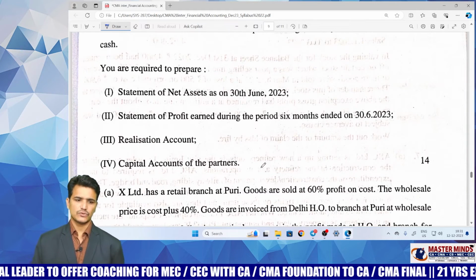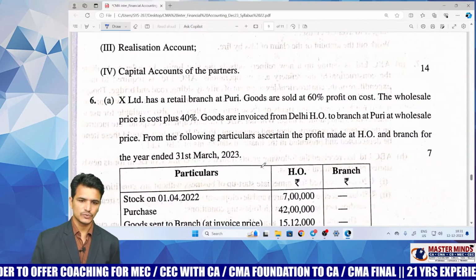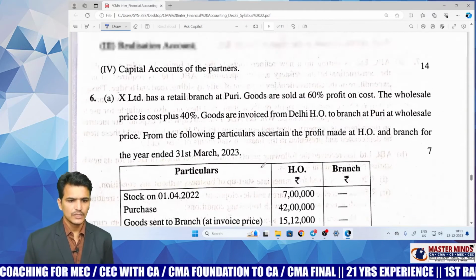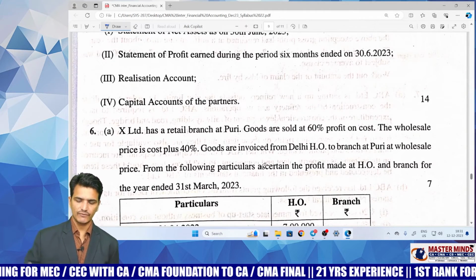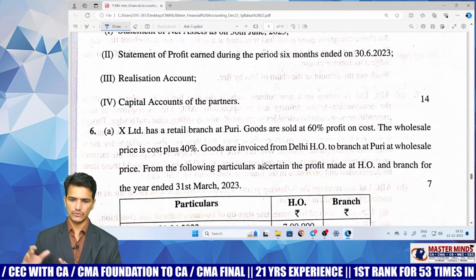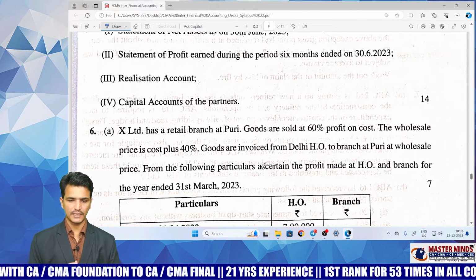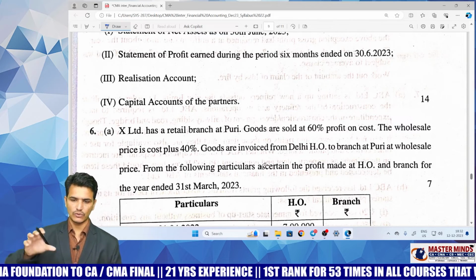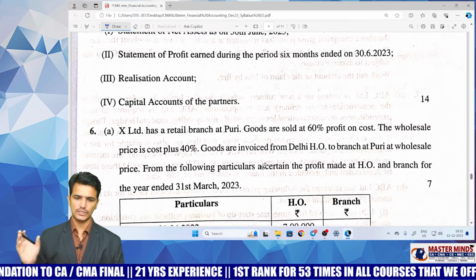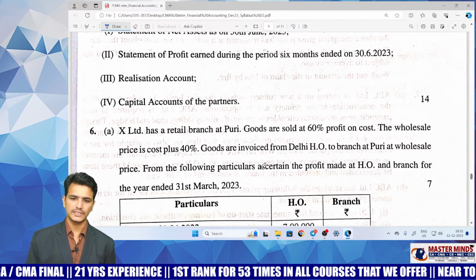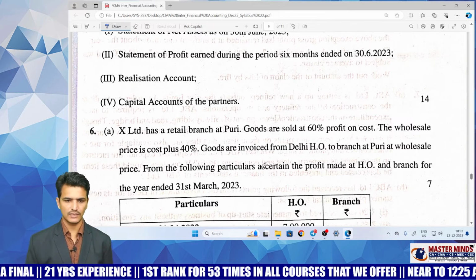And next, question number 6 is related to branch accounts based on the retail price method. So this is a direct question which is given from the study material. Here the majority of the questions are not directly taken from the study material. Some questions are taken from outside the institute sources, some questions are given directly, and some are given by making some modifications to the points given in the questions.